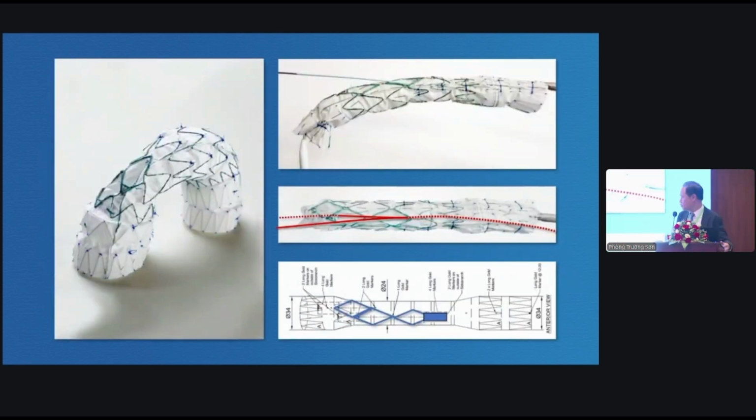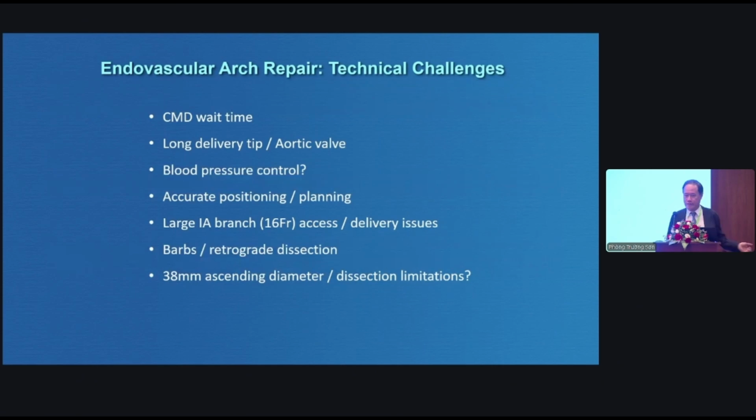So that is the Cook device with 3 diamond-shaped recesses. I'm sure you've heard about this, with 2 preloaded catheters, 2 antegrade side branches, 1 retrograde side branch. It's like a CMD, so it has to have a wait. It has a long delivery tip that you have to go past the aortic valve. Blood pressure control, some say yes, some say no. So it does require accurate positioning because the diamonds are rather small. And I think one of the major issues is that it has a large innominate branch that is 16 French, and you cut down on the right neck to deliver this.